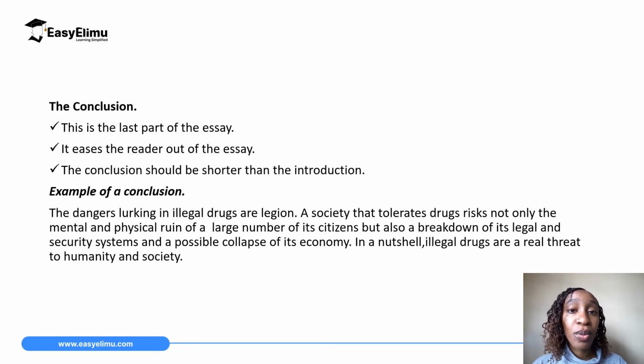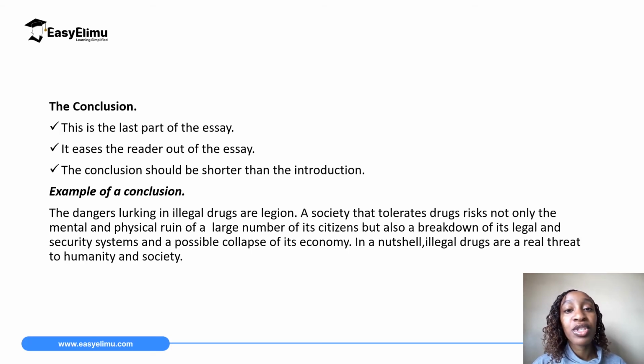And so lastly, we now have the conclusion of the essay. And this is the last part of the essay. It is what closes the essay and takes us out of the essay. And ideally, the conclusion may not be very long, because you also don't want to repeat what you have said in the introduction and in the body. So it can be quite short.